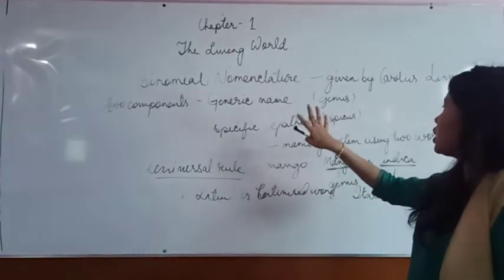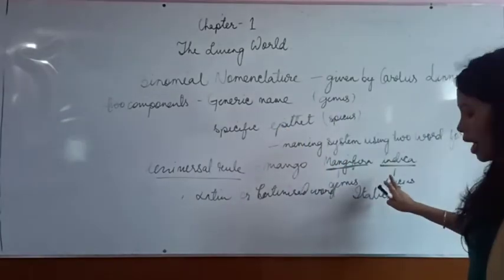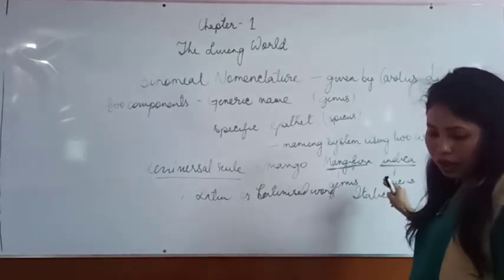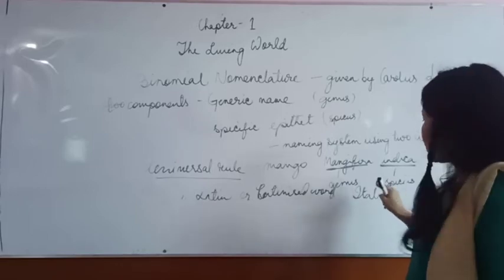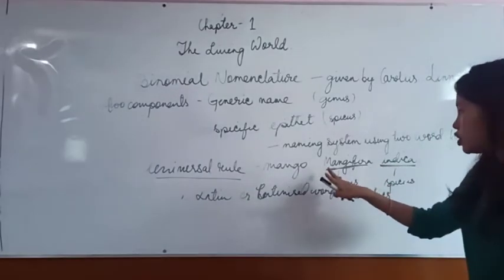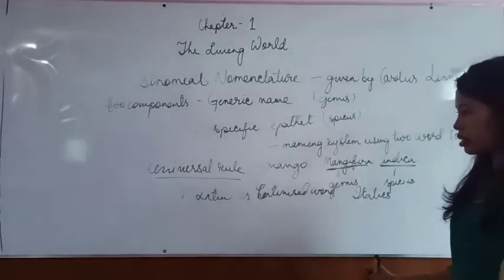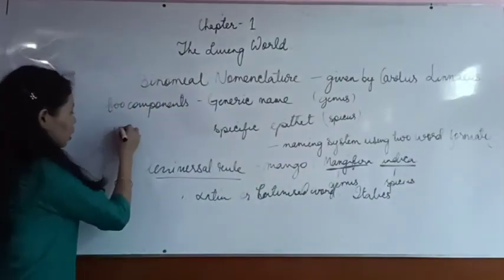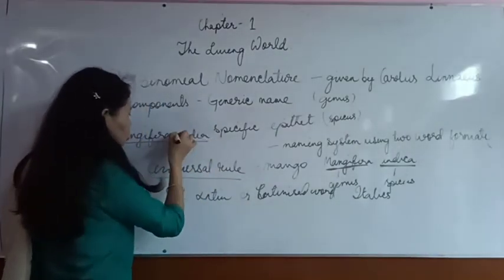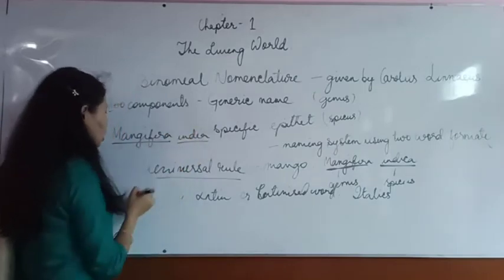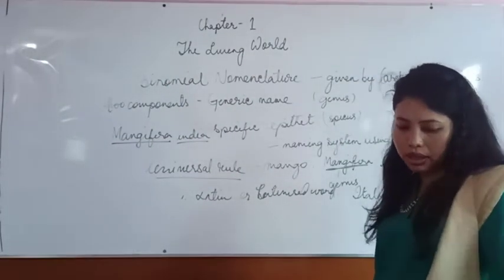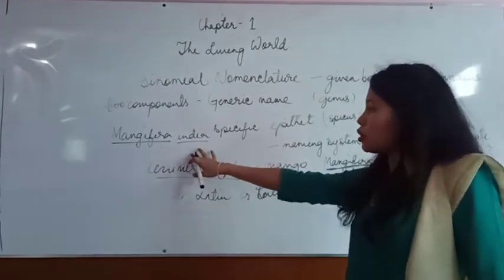And the first word, the genus or generic name, should be capital, and the second component, which denotes the specific epithet, can be written in small letter. So the starting letter of the specific epithet should be small, but in the case of the genus or generic name, the starting letter should be capital. Therefore, when you write mango, it is Mangifera, and you underline it, and then indica. This is the species name. The species name starts with a small letter, and the genus name starts with a capital letter. So this is the illustration of how you write a scientific name.